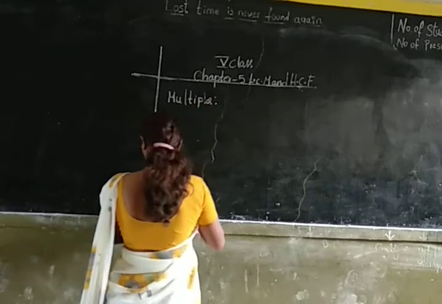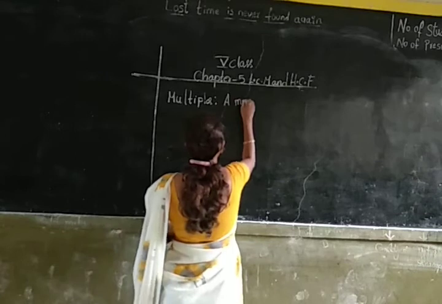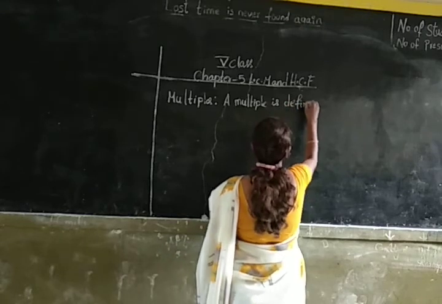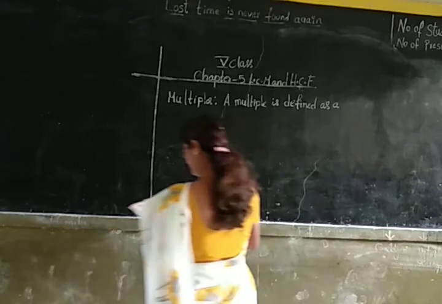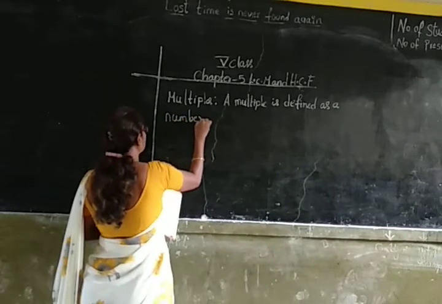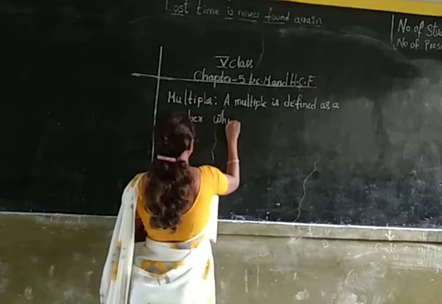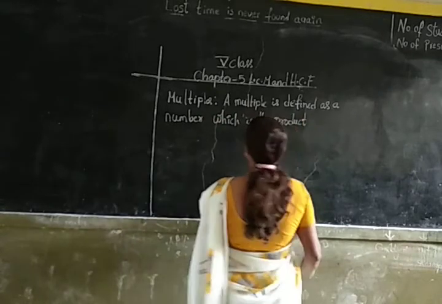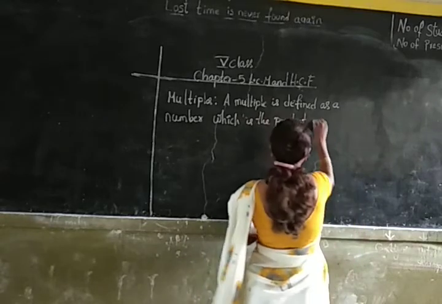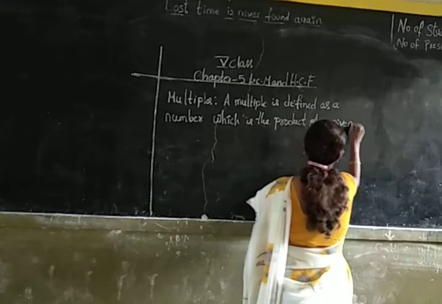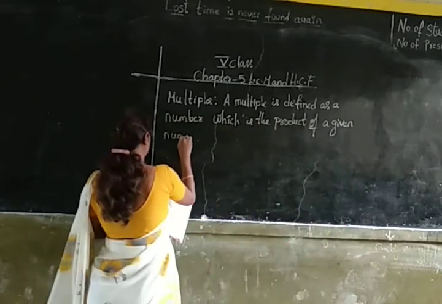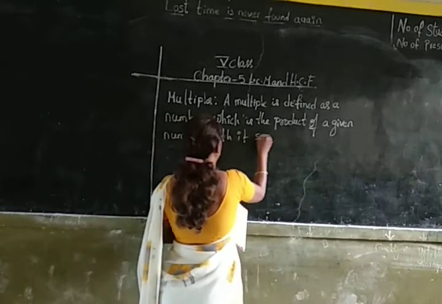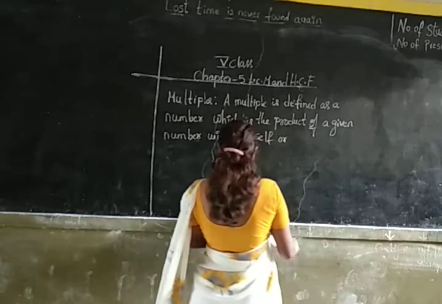Multiples. A multiple is defined as a number which is the product of a given number with itself or another number.